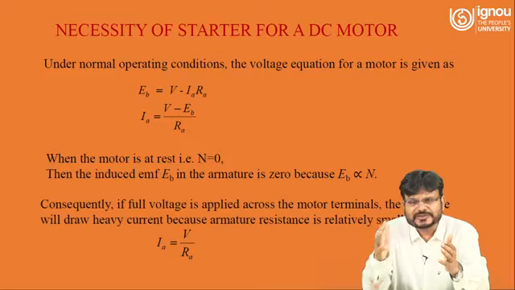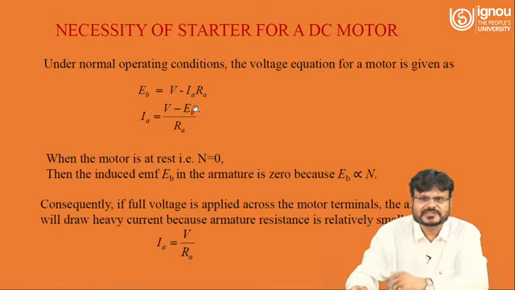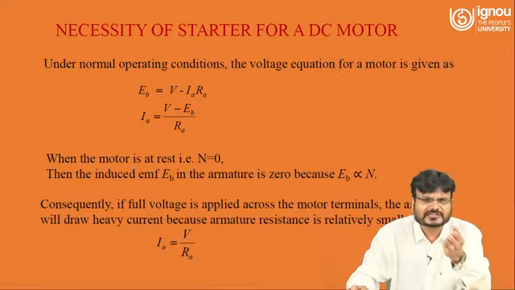As I already told you, the back EMF of a DC motor is directly proportional to the speed of the motor. So if speed is 0, Eb is 0. If Eb is 0, that means the armature current is equal to the applied voltage divided by the armature resistance. As you know, the armature resistance of any motor is very small, in fact nearly 0.05 ohm. And suppose the applied voltage is 230 volts, then 230 divided by 0.05. So a huge amount of current will flow when the motor is at rest.